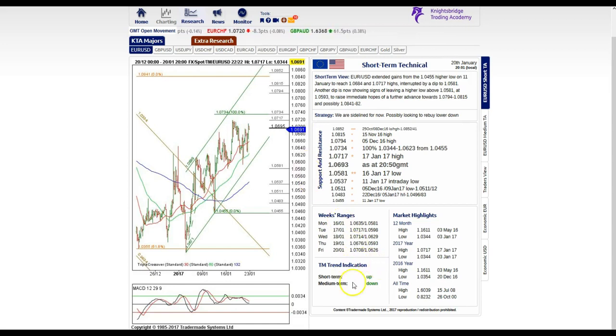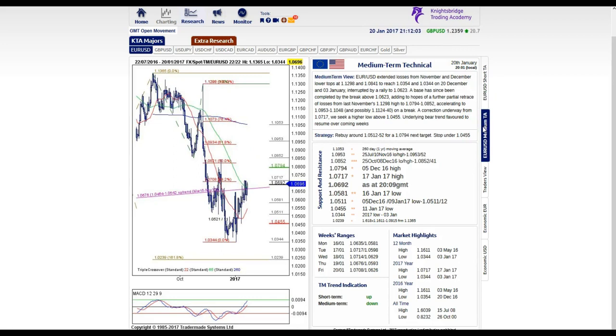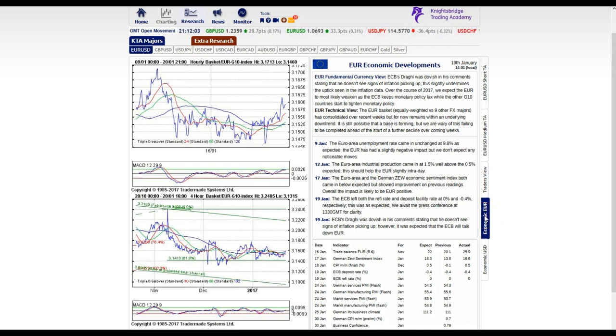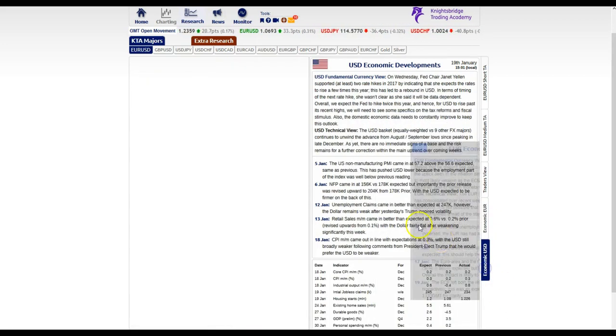And if you go a little lower, then we look at the short-term view, what they expect for euro-dollar, which they expect to go higher, and the medium term to go lower. So if we go to the tabs on the right, we have the short-term view of euro-dollar, a medium-term view of euro-dollar, a trader's view, and economic data releases from the euro and the US area.